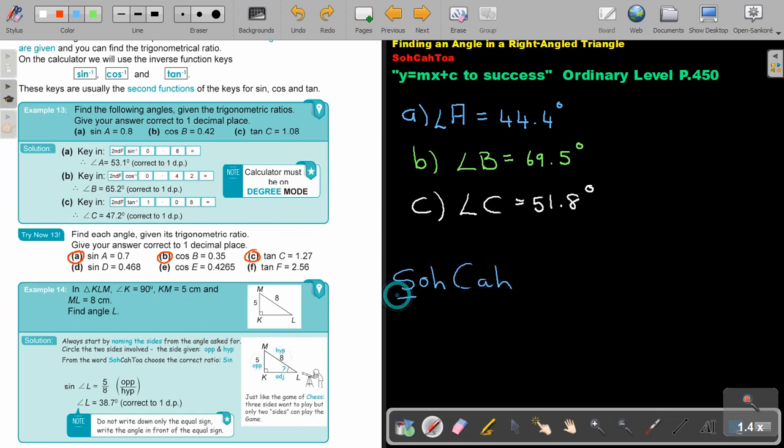SohCahToa. I prefer writing those letters capital, then you don't get confused. So opposite and hypotenuse, what function is it going to be? Sin. So sin angle L is 5/8. And now what I prefer, if it's like this, then I prefer that you press shift sin bracket 5 / 8 close the bracket equals, and then don't just say equal, say angle L, whatever stands there, repeat it. And that will be 38.7 degrees, correct to 1 decimal place.